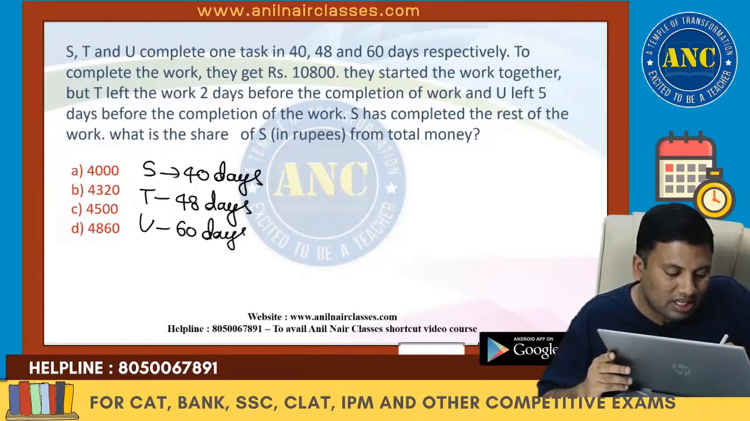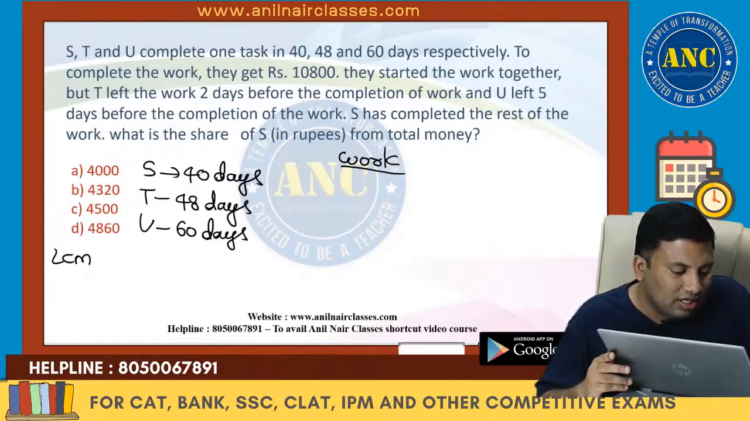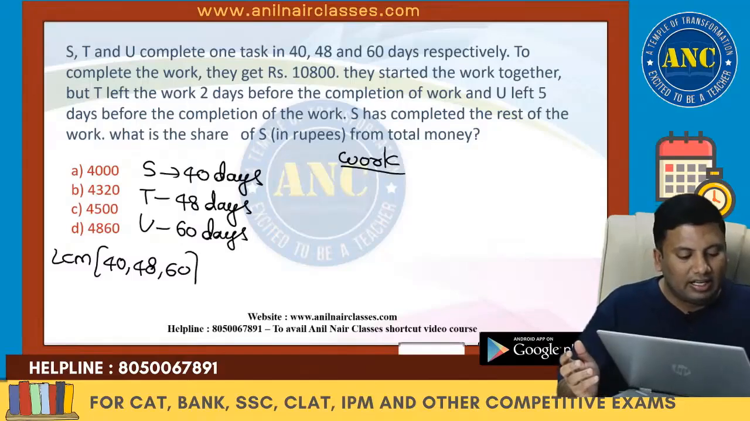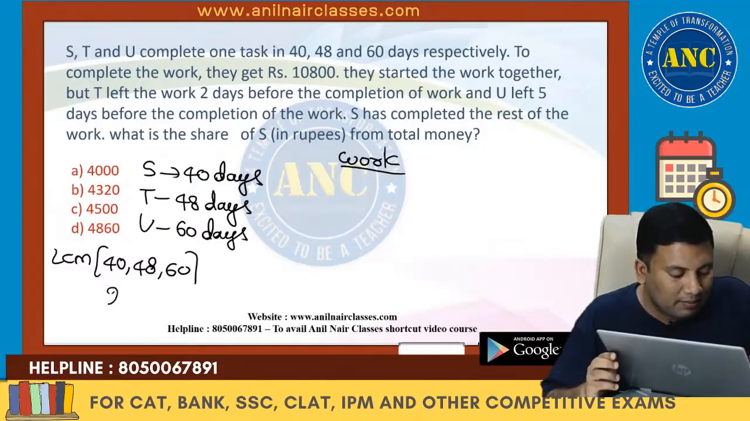Because it is with respect to share, I require the work. Take the LCM of the given values. LCM of 40, 48 and 60. Now if you see here, this is nothing but 240.